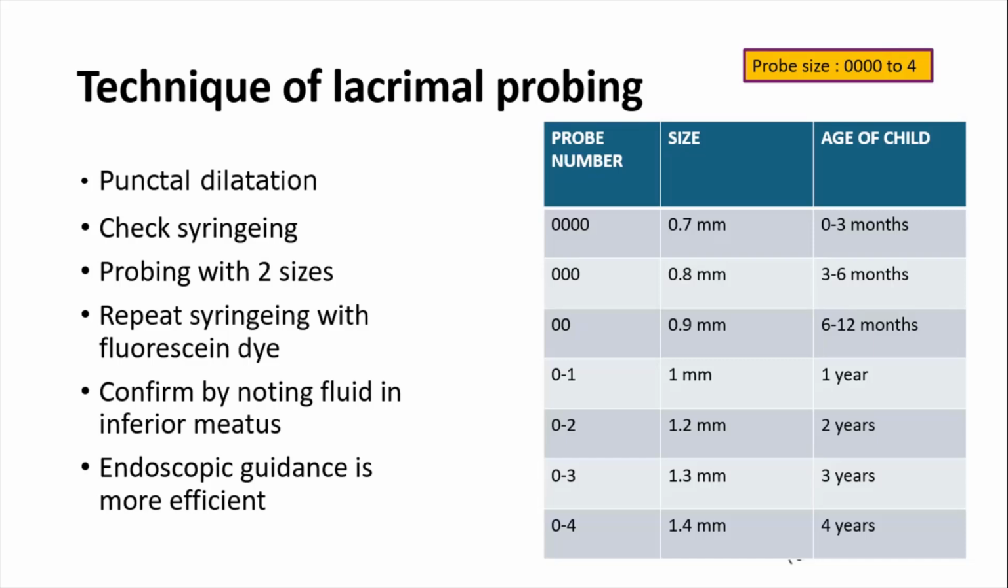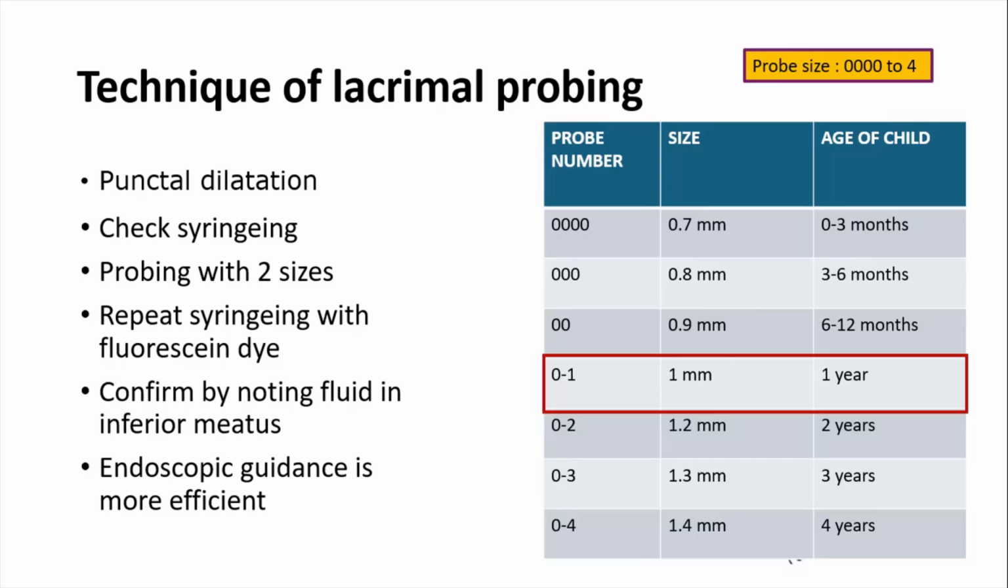And most commonly, since we do it at 1 year of age, the common sizes of the probe that we use are 0 and 1, and the size of the 0 probe is 1 millimeter. So you can just remember that once the probe size increases, the dimension also increases by 0.1 millimeter. And once the probe size decreases, the dimension also decreases by 0.1 millimeter.